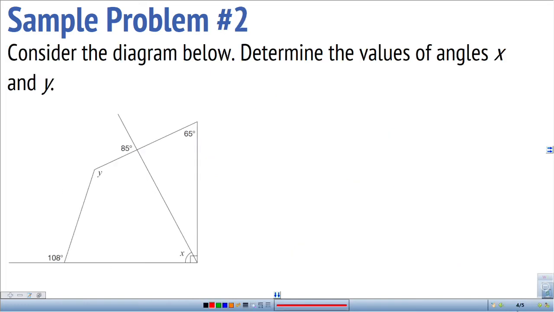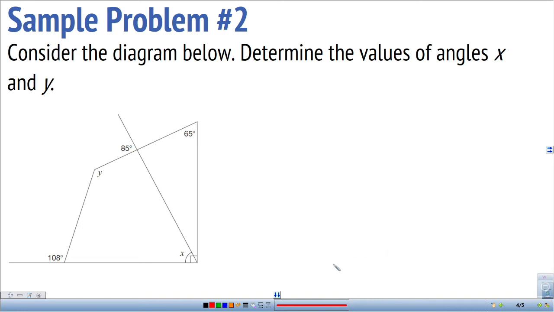All right, let's look at another problem. Here we have a complicated looking diagram. We need to find the values of angles x and y. Again, if you want to give this question a try, pause the video, and then when you have a solution or want to see one, press play.